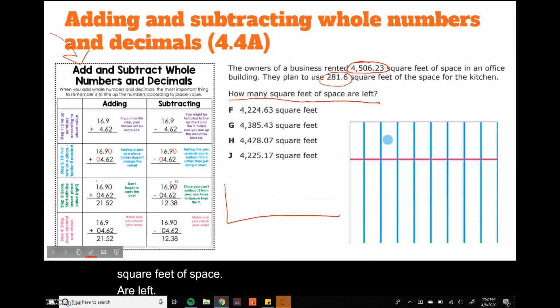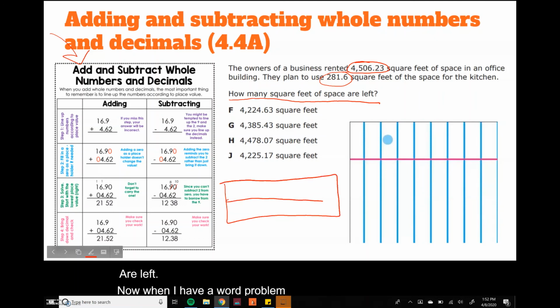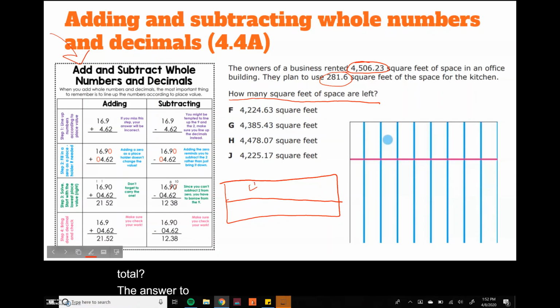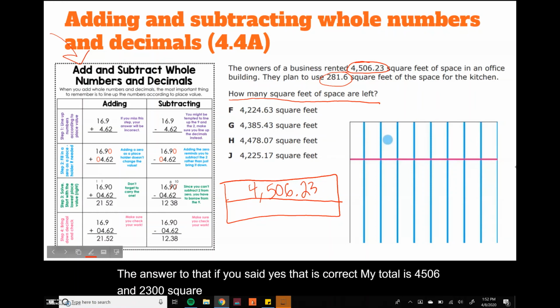Now, when I have a word problem like this, I always like to start by modeling and drawing a picture if I'm not given one. So, do I have a total? The answer to that, if you said yes, that is correct. My total is 4,506 and 2,300 square feet in that office building.